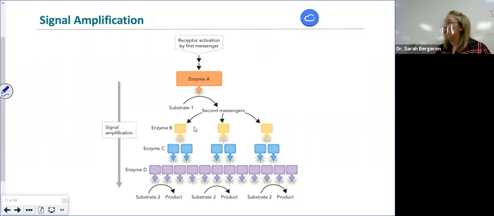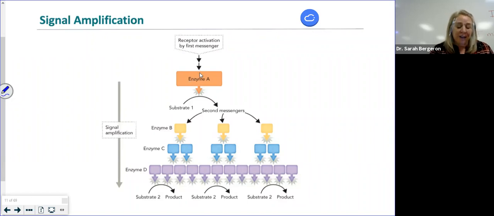Okay, how does that work? So we have our receptor that gets activated, right? Our first messenger would be what in this case? Glucagon, right? That's a signal that our blood sugar is low. So we would have glucagon that binds to our receptor, activates the receptor. We have some signaling things that happen near the membrane, which we'll talk about later.